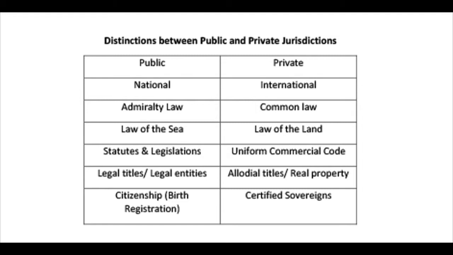The second distinction to be made is that between national and international. National is pertaining to that which is in the public, as just described, and therefore international is that which is in the private. Furthermore, any entity that is considered public and or national is governed by Admiralty law, or law of the seas, and any entity that is considered private and or international is governed by the common law, or law of the land.